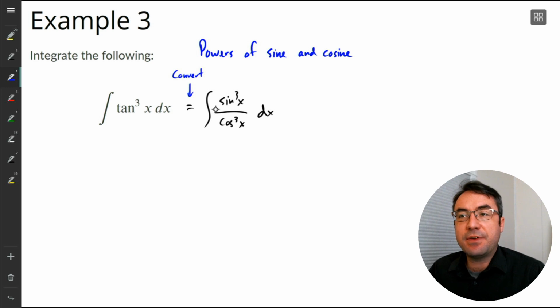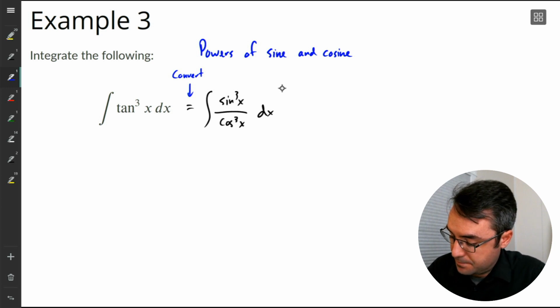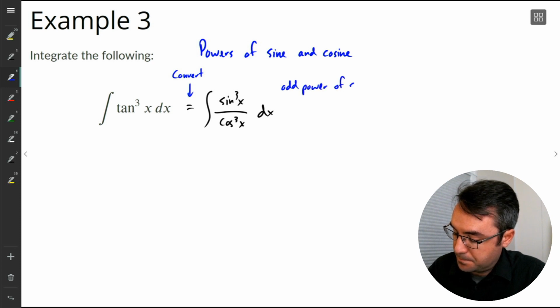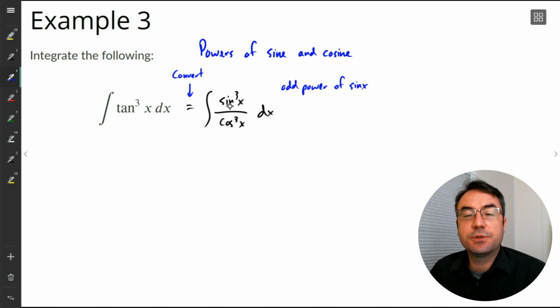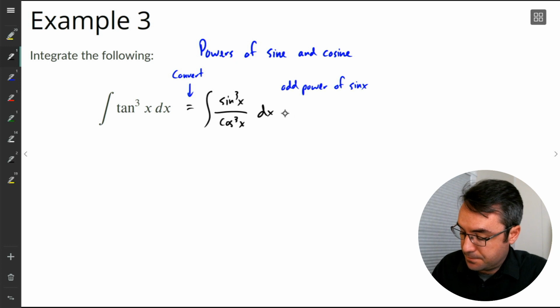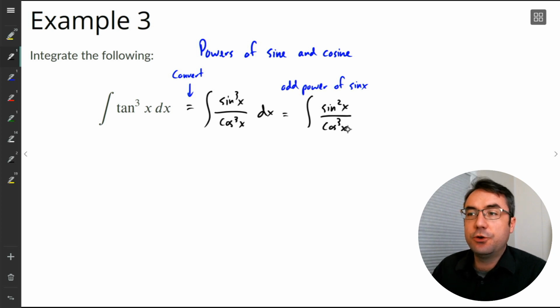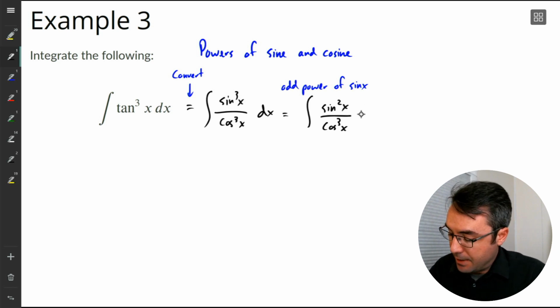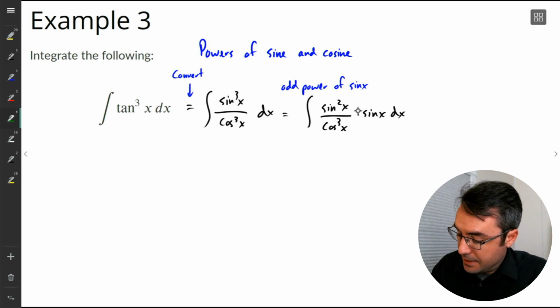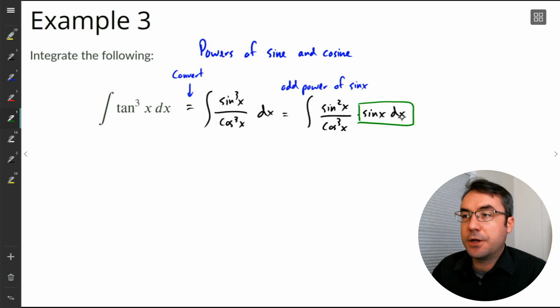And what we see here is we have an odd power of sine. So that's always nice. What we can do is peel off one of those sine terms and put it next to our differential. And that'll give us a sine squared on top. We'll still have our cosine cubed in the denominator, but now we're going to take one of the sines in our sine cubed and put it next to the dx. And so we're reserving that for a u substitution.